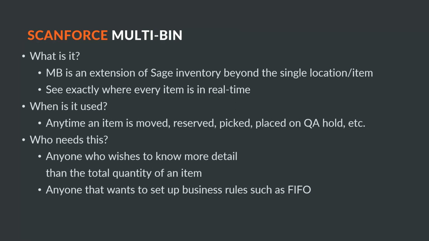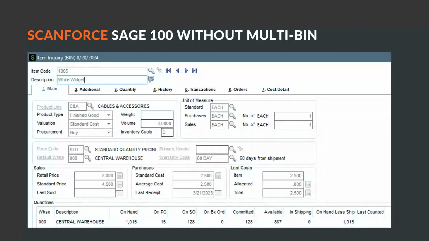Okay, so let's go take a look at what Sage looks like without multi-bin first. This is just a screen snip from Sage. You see the green S up here. This is just a standard item inquiry screen. I'm looking at item 1905. It's a white widget. And I can see in my 000 warehouse what I've got on hand, what's coming in, what's supposed to go out, and what's available.